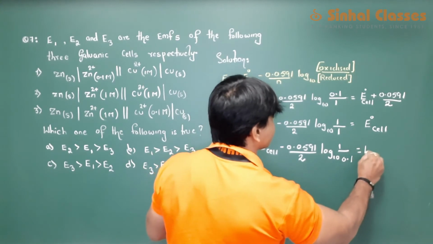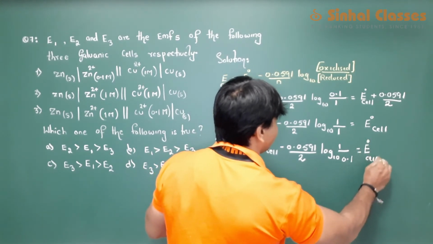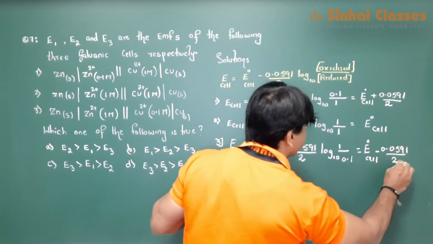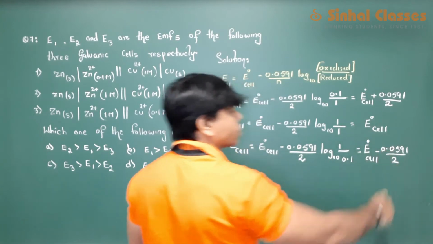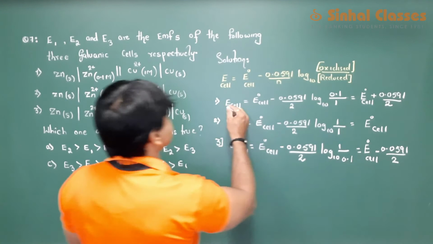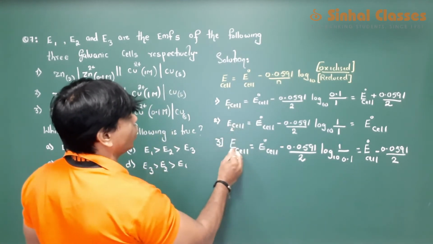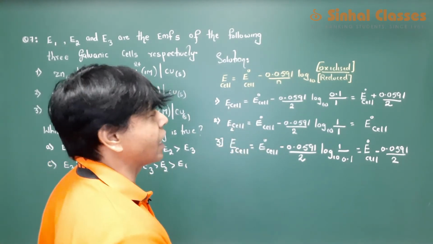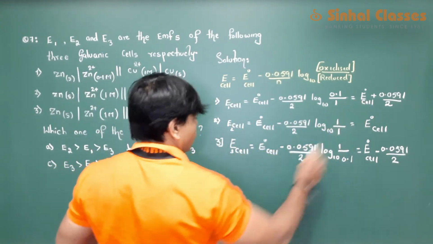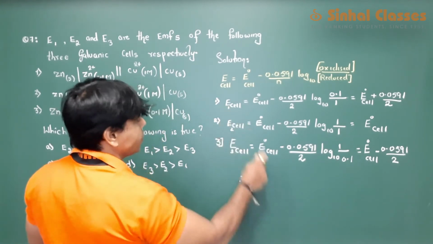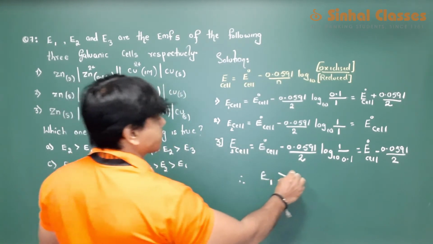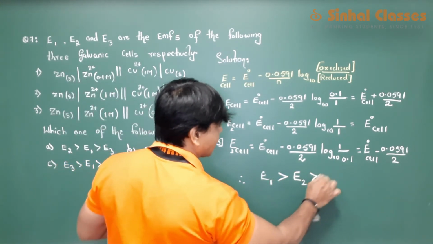So your answer for this will be E naught of the cell minus 0.0591 upon 2. Now look at all these values. What is your observation? This is E1, this is E2, this is E3. So tell me, looking at E1, E2, E3, which is greater? Therefore, the first one is greater than the second, and the second one is greater than the third.